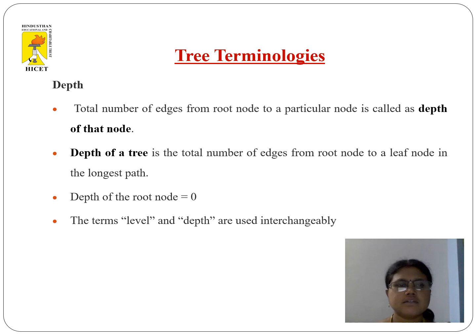The next term is depth. The total number of edges from the root node to a particular node is called the depth of that node. The depth of the tree is the total number of edges from the root node to the leaf node in the longest path. The depth of the root node is equal to 0. The terms level and depth can be used interchangeably.